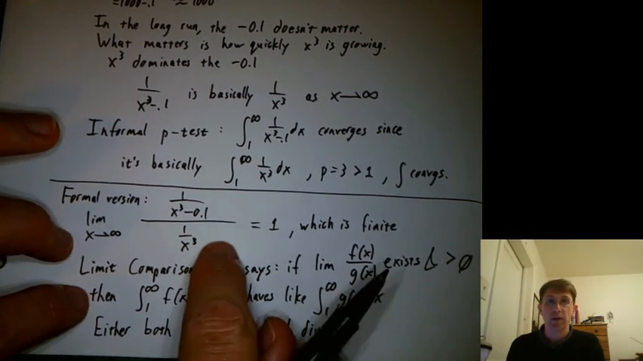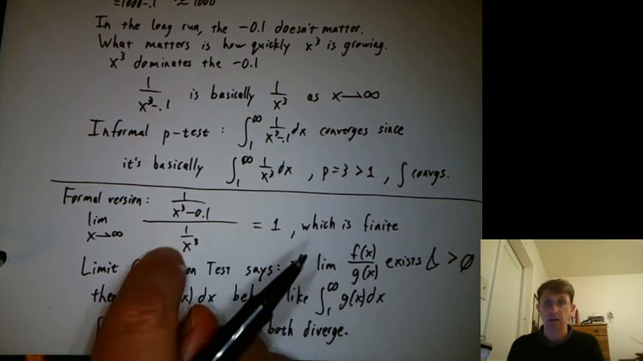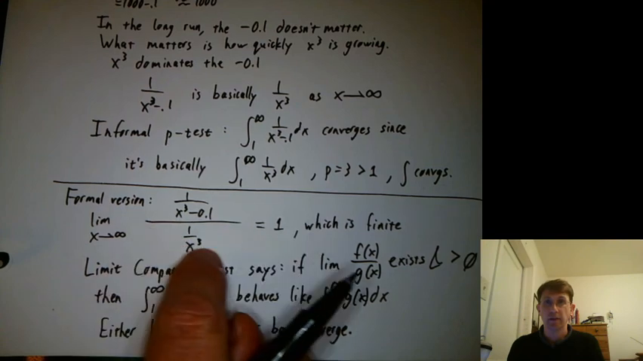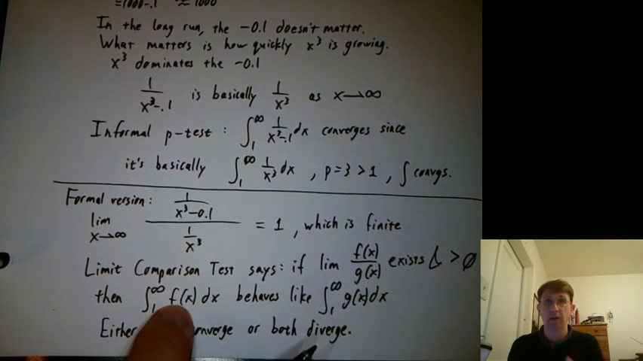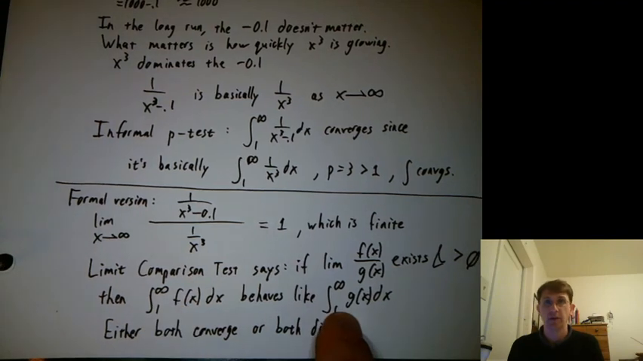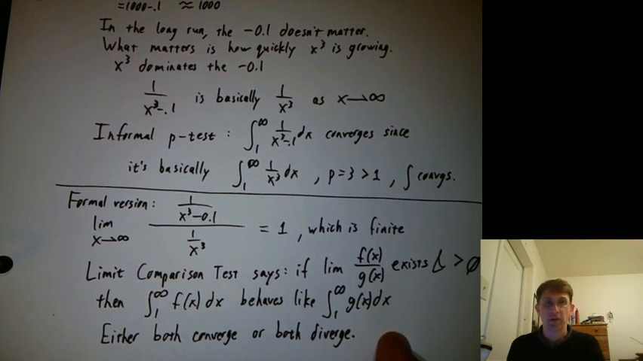So you'd want to pick a function here where you know whether the integral converges. We know the integral of this converges. Since this limit exists and is bigger than 0, we know that the original integral also converges because we know that this one converges. So that's the limit comparison test. The book expresses it in more formal language, which is nice. So you can go read about that.